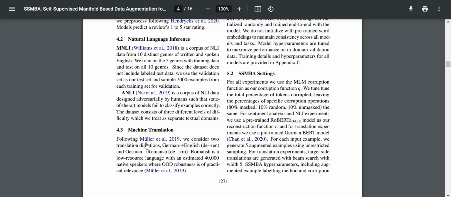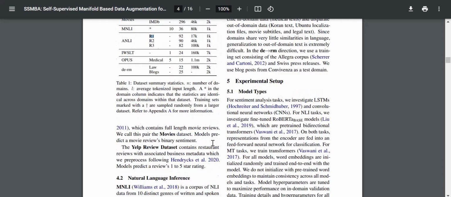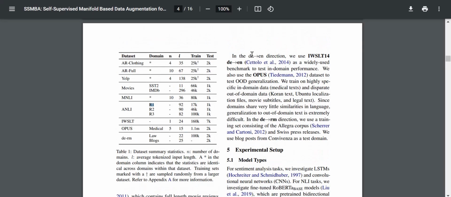For machine translation, they're using the German to English and German to Romansh datasets. Romansh is a low resource language with an estimated 40,000 native speakers, where out of domain robustness is of practical relevance. Right. In the DE to EN direction, they use IWSLT 14, which is a widely used benchmark to test in-domain performance. We use the Opus dataset to test out-of-domain generalization.